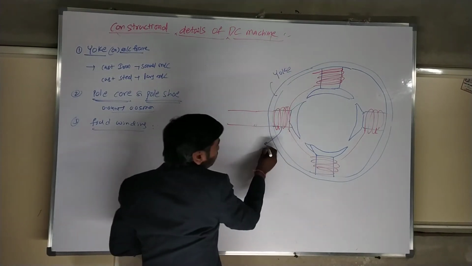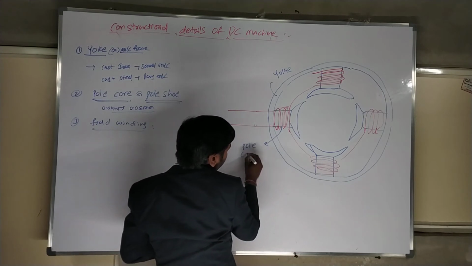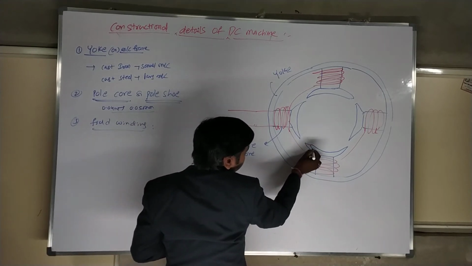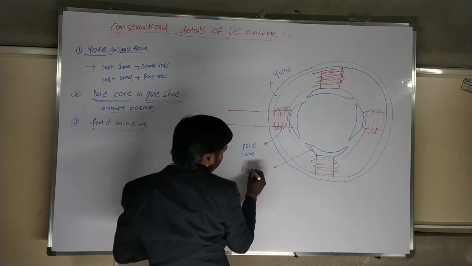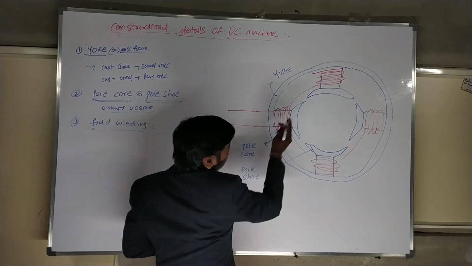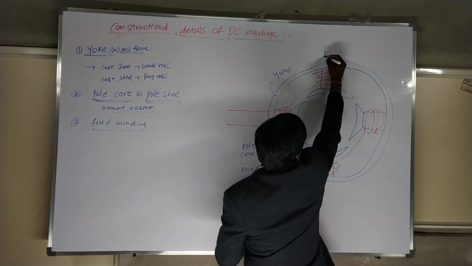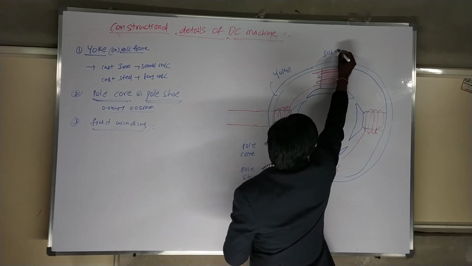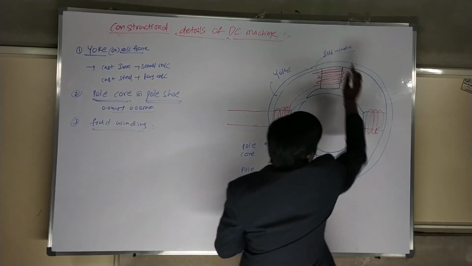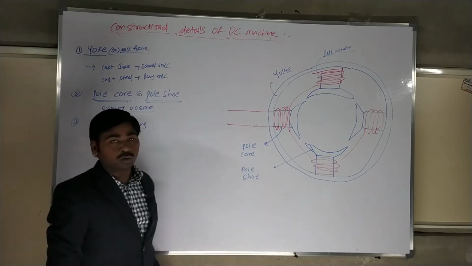This part comes under the pole core. This comes under the pole shoe. These are all the field winding. Field winding placed on the pole core.